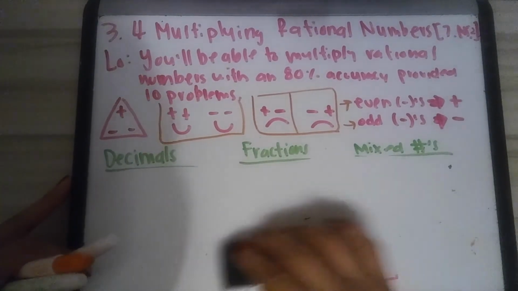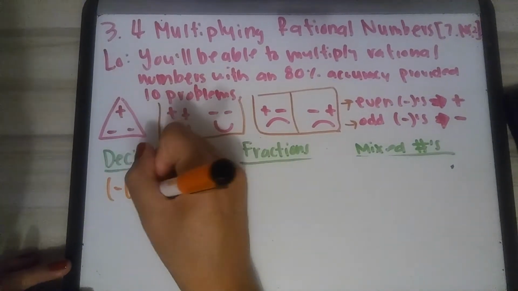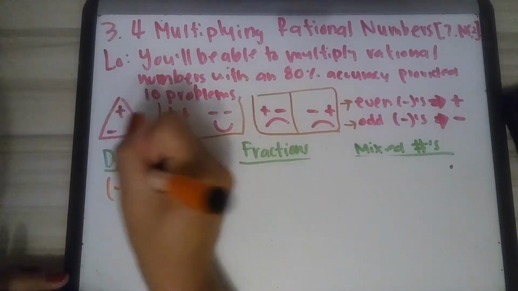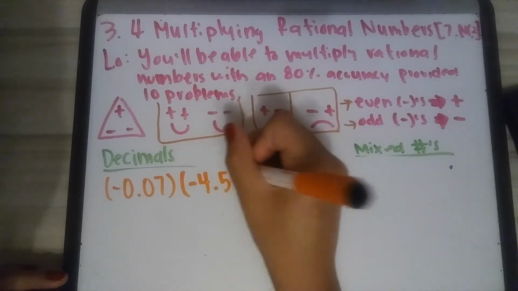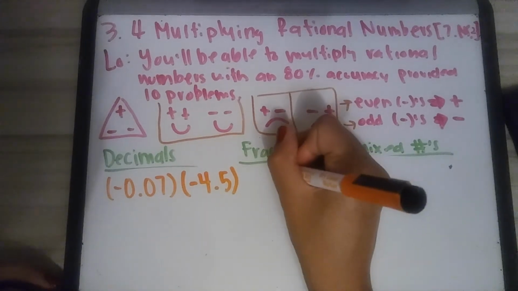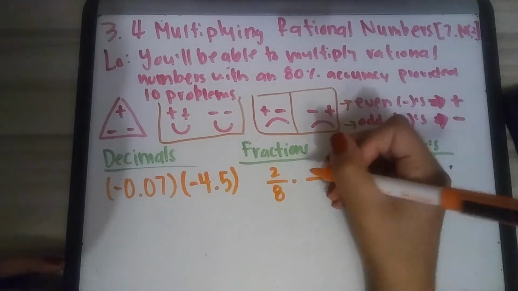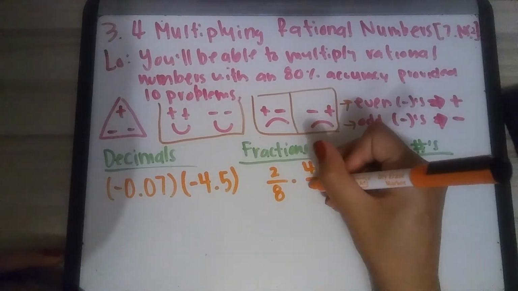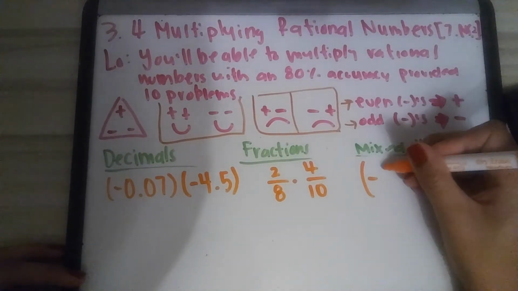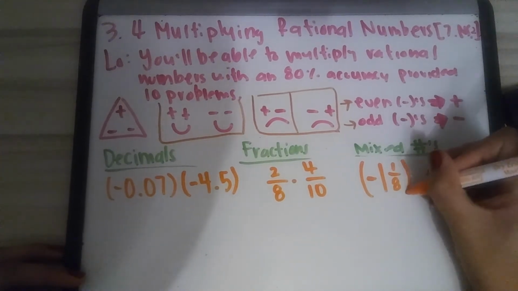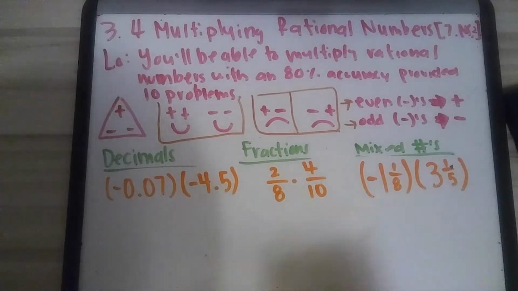So let me give you work to do for your Flipgrid. Make sure that you explain how you do it and why you're doing it. So with decimals, let's do negative 0.07 times negative 4.5. Okay, with fractions, let's do 2/8 times 4/10. And then with the mixed numbers, let's do negative 1 1/8 times 3 1/5. Okay, so do those 3 for me, and God bless you.